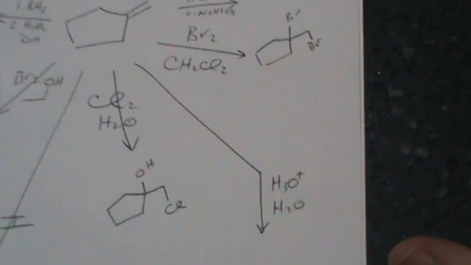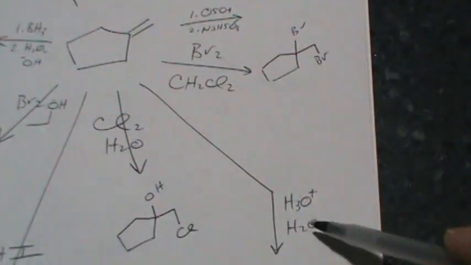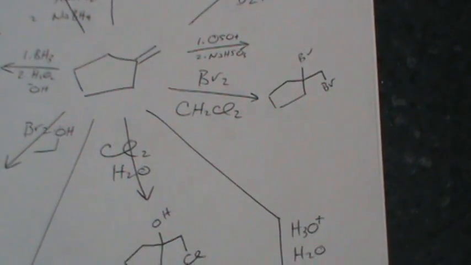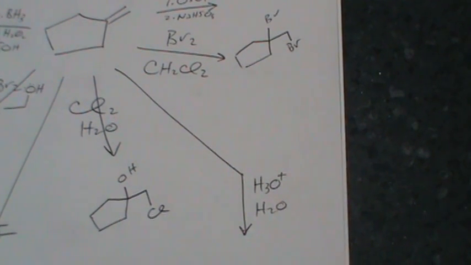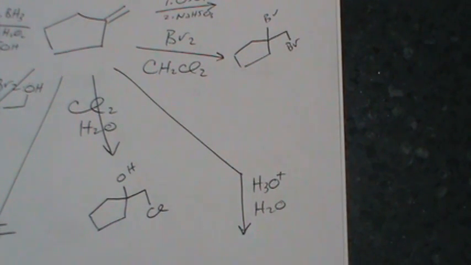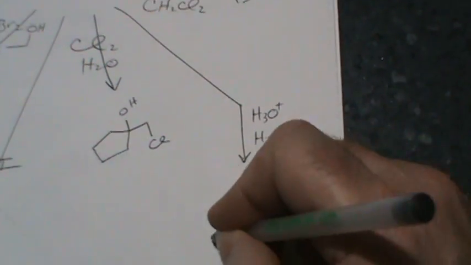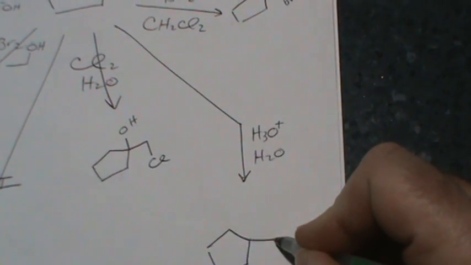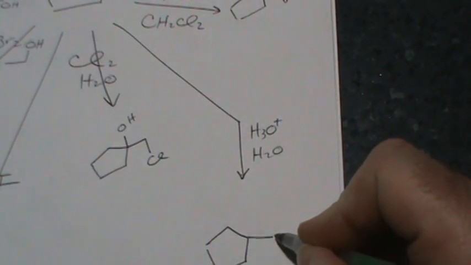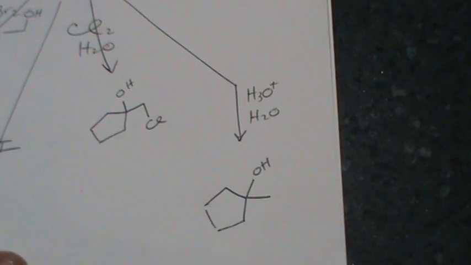Over here, looks like I missed a hydration reaction. Here's my alkene, and there is H3O plus and H2O. Those are classic conditions for an acid-catalyzed hydration. That's a Markovnikov process, so the product will look like this. I will add hydrogen across the less substituted carbon, which just converts it into a methyl group, and OH across the more highly substituted carbon.